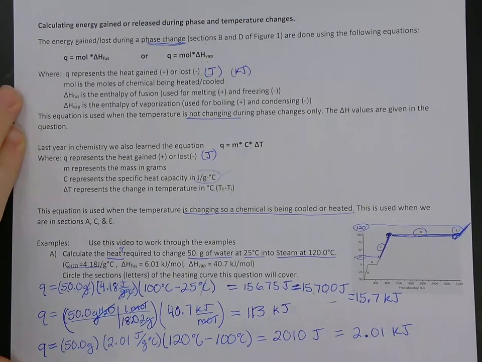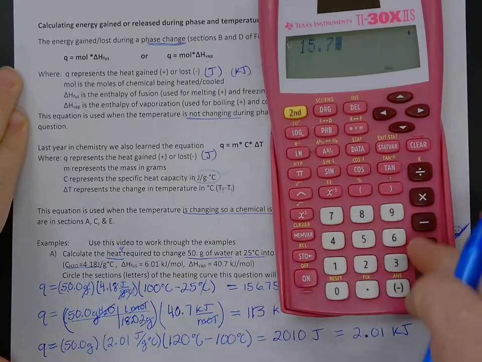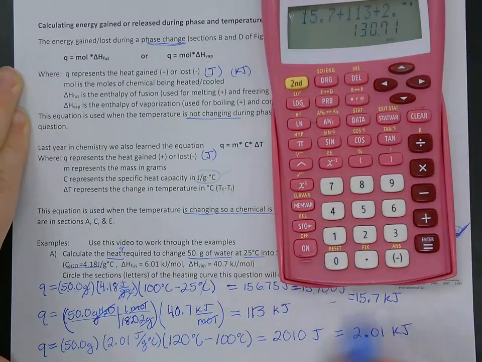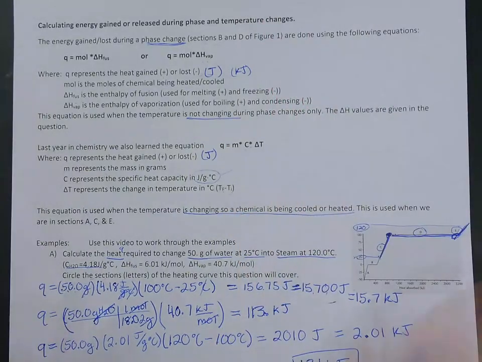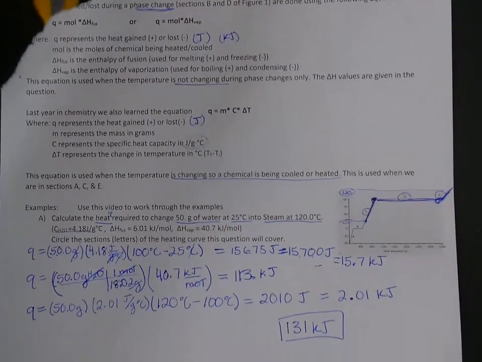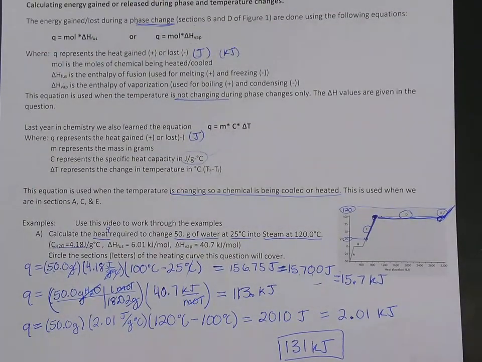So if we wanted the total energy it took, we would add these all together. So we have 15.7 plus 113 plus 2.01. We'd have to round to our least number of decimal places, which would be the 113, which would give us no decimal places, so 131 kilojoules of energy total. So this is a more complex problem, obviously. We are heating the substance, we're boiling it, we're heating it again, so we have to do 3 separate calculations there and then add them together to get a total amount of energy.